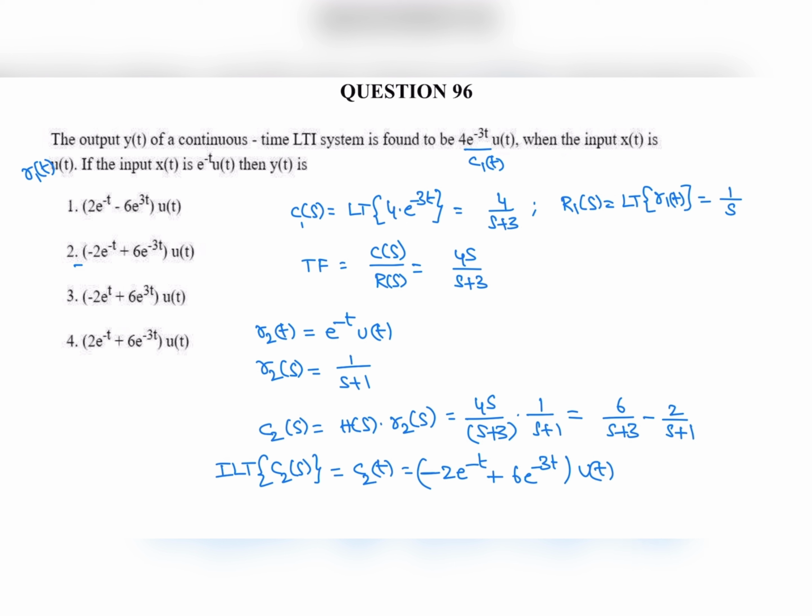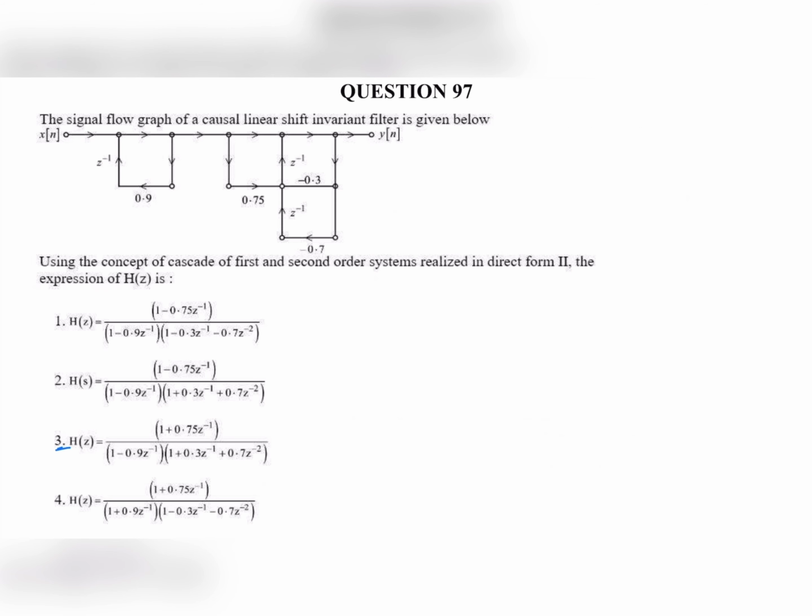So this is the output for the input e power minus t into u of t. So the correct option is 2. Next question. For the following signal flow graph of IIR system, we need to find the direct form 2 realization.